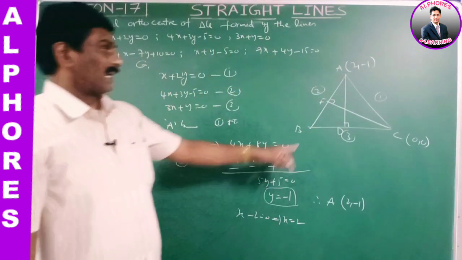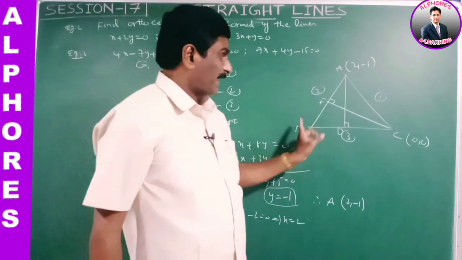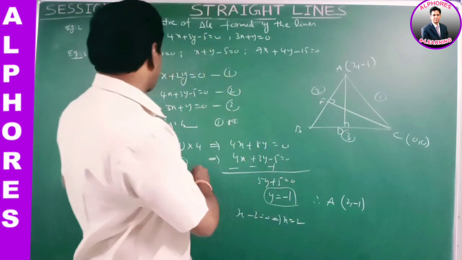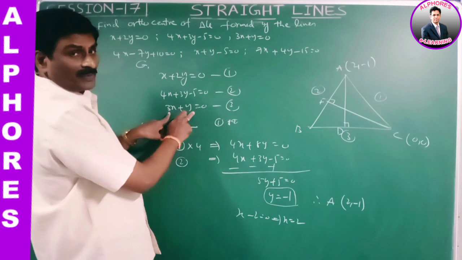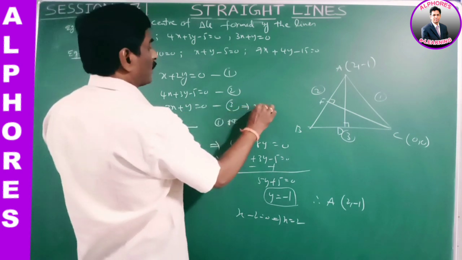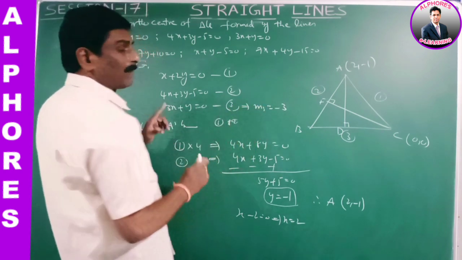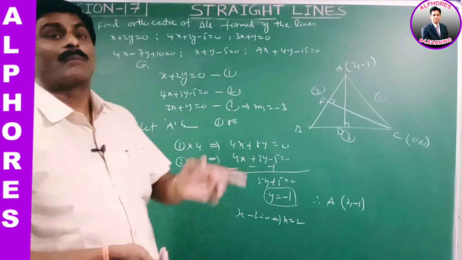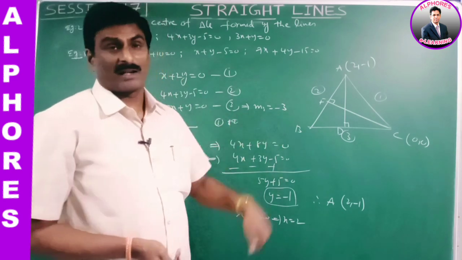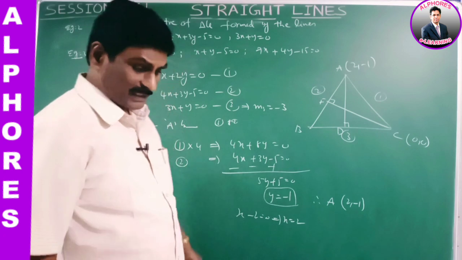Now we find the equation of AD. Clearly AD is perpendicular to BC. What is the equation of BC? BC is nothing but the third equation. What is the slope of this line? M3 is equal to minus 3. Perpendicular slope is 1 by 3. Please write that value.